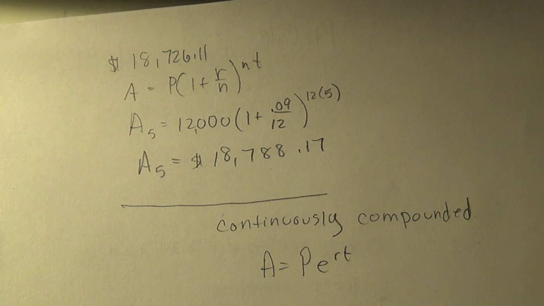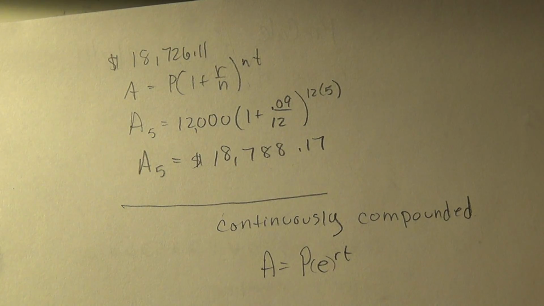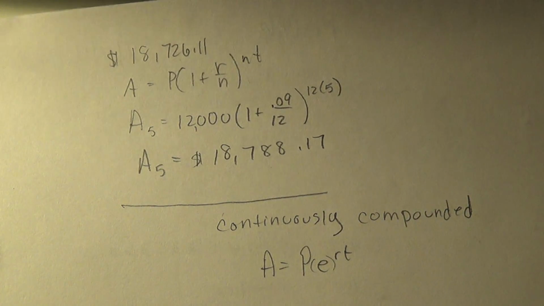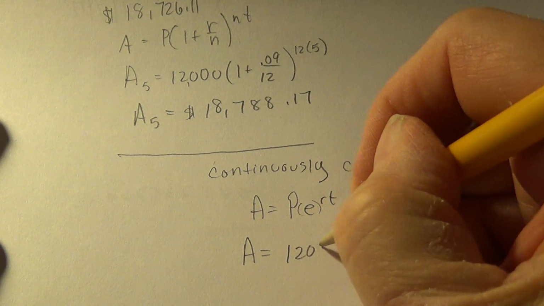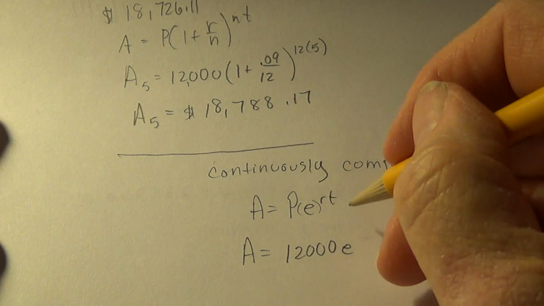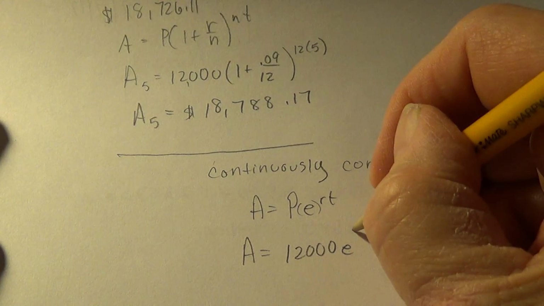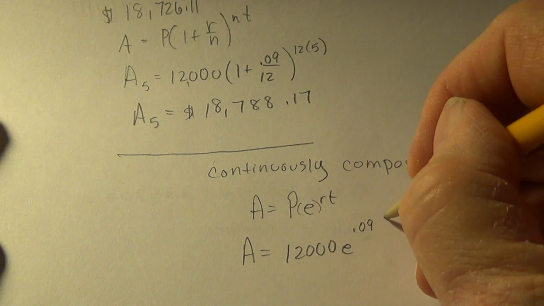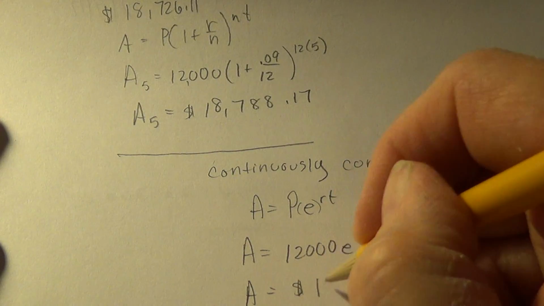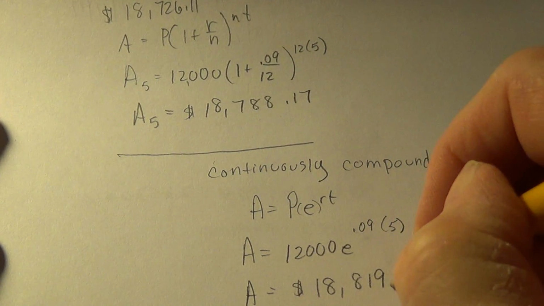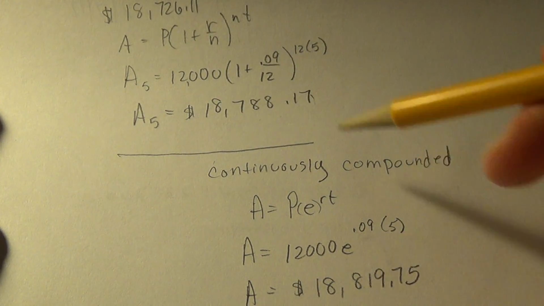It's the principal times e. Who would have thought e would pop up in the middle of a finance equation? A equals P e to the rt. So I'm going to say A equals 12,000, the principal. e is just e. It's the number almost 3. r is the rate of interest, still 0.09, and the time is still 5 years. So the amount comes out to be $18,819.75. So more, but not a whole lot more, but it is more.